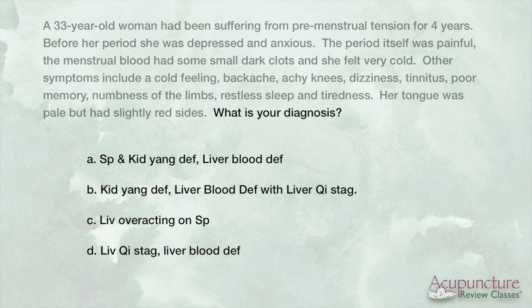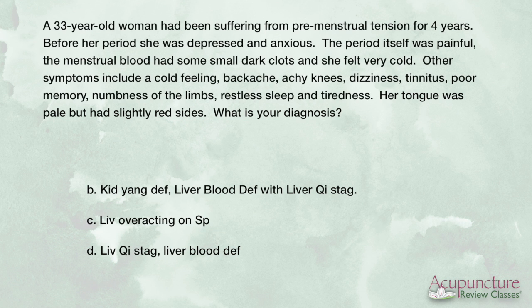Now let's go back. Is there a tongue or pulse? There is a tongue that's pale, but it has slightly red sides. So let's look at the answers. Is there anything that we could throw out based on that? So we're looking at answer A. I would probably throw out answer A because I don't think you'd have slightly red sides with answer A. I would probably keep B, C, and D. And then you'd have to go back and read the case.